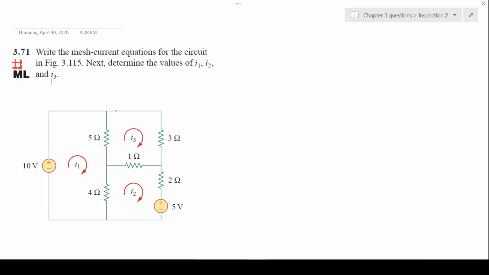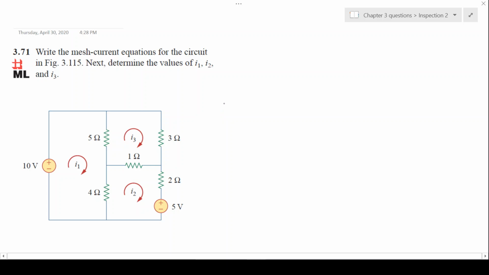We will be analyzing voltage sources. So this example requires us to determine the currents I1, I2, and I3, and we're going to be using the analysis by inspection method with voltage sources. So what does this method say?